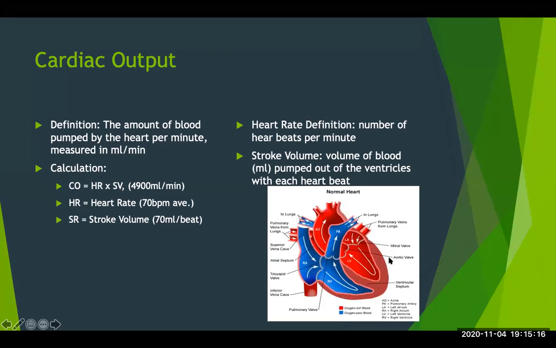Cardiac output is defined as the amount of blood pumped by the heart per minute, and it's measured in milliliters per minute. We calculate it by multiplying your heart rate times your stroke volume. Your heart rate on average is 70 beats per minute, and your stroke volume is the volume of blood in milliliters pumped out of the ventricles with each beat, on average 70 milliliters per beat.